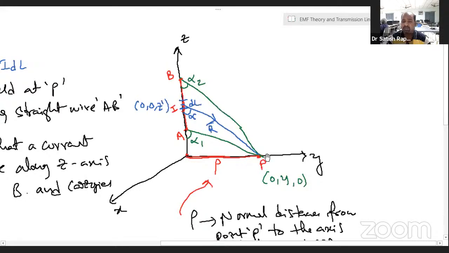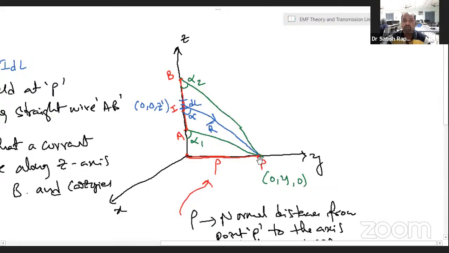It may be anywhere; you can consider it on the y-axis, or on the x-axis, or on the yz plane or xy plane, and whatever the point may be, you can determine the magnetic field. For convenience, I have chosen point P on the y-axis. So the procedure is very simple.